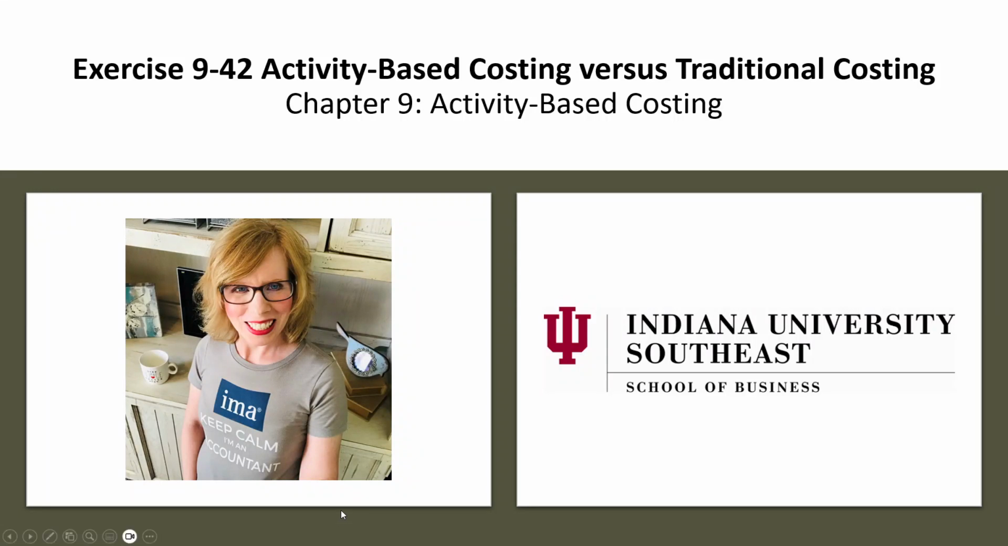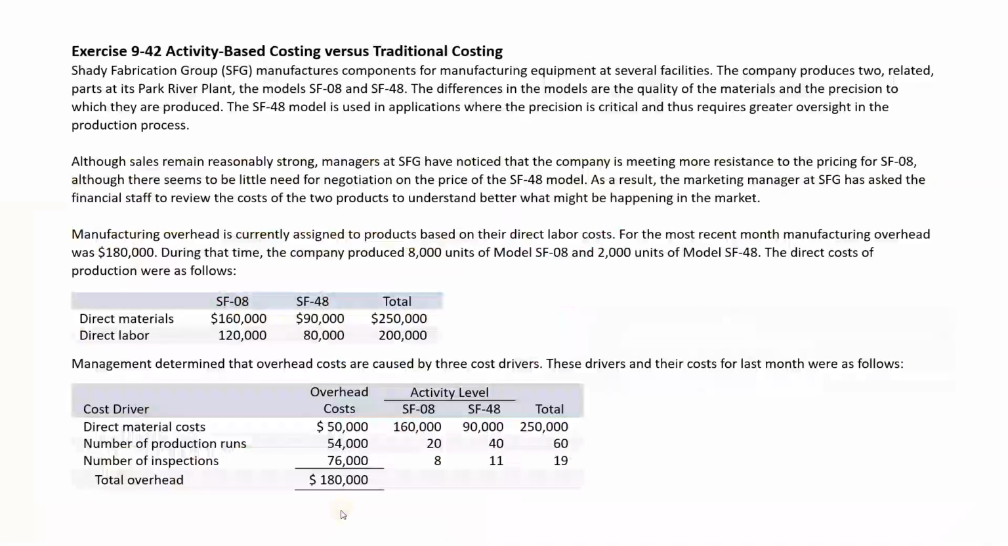In this video, I'm going to walk through an example of activity-based costing versus traditional costing. This company manufactures two different models, FS08 and 48. What they've noticed is the company is meeting more resistance on the pricing of SF08. Our assumption is that consumers feel the price is too high, meaning we probably identified too high of a cost related to it also.